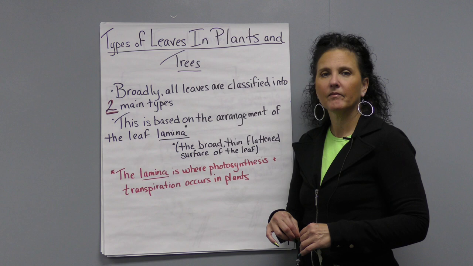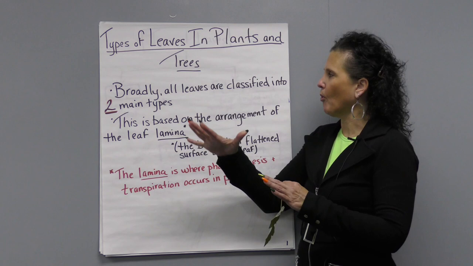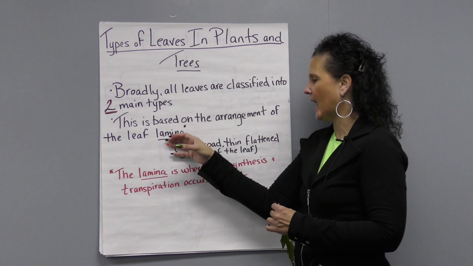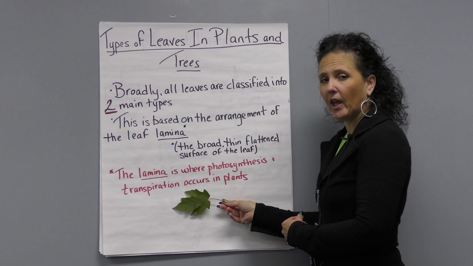Today's lesson is on types of leaves in plants and trees. We're going to look broadly at all leaves. When we're looking at all leaves, they're classified into two main types. Those types are based on the arrangement of the leaf lamina. And the lamina is the broad, thin, flattened surface of the leaf. So as we're looking at this leaf, the lamina is the outside, this part of the leaf.